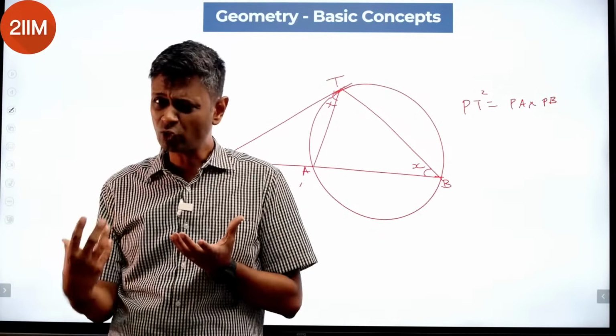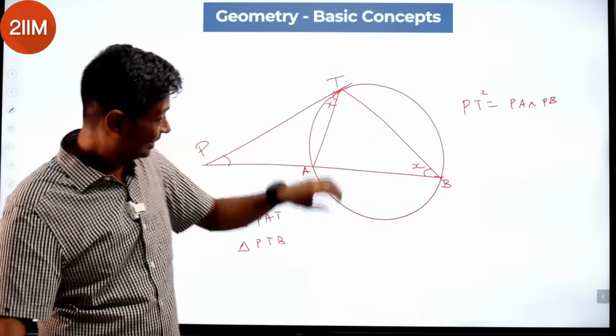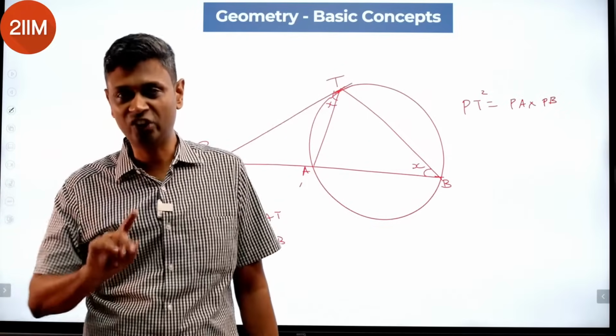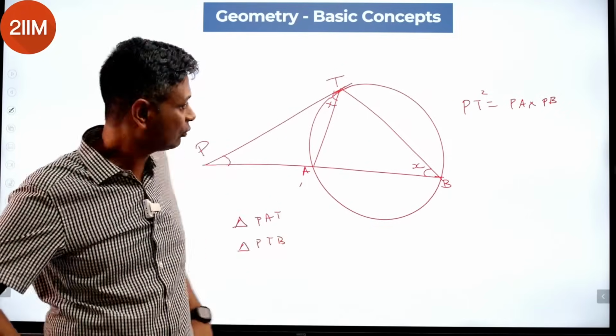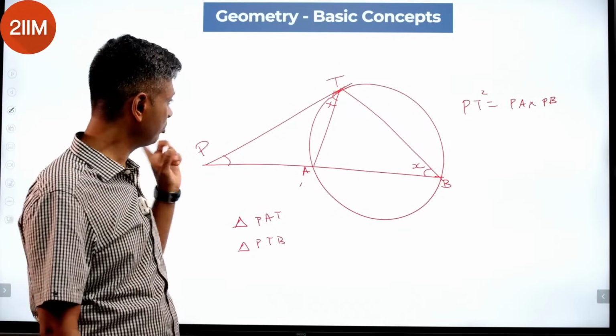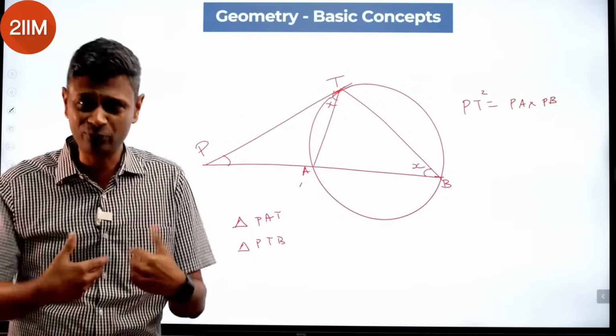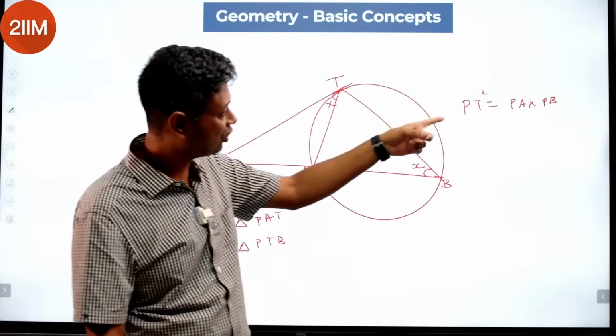So we use the idea of the alternate segment theorem, know that these two angles are equal, put that in this diagram, and then we say, hey, nice, interesting. Therefore, now we know that these two triangles are similar. Which triangles? PTA and PBT are similar. Two angles are equal, they're similar. Therefore, we use similarity, and then we prove PT square equals PA into PB.